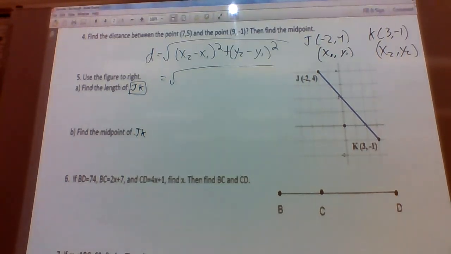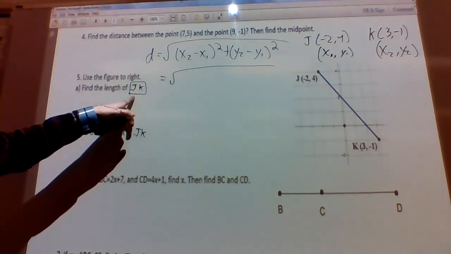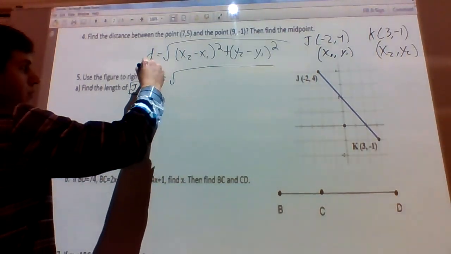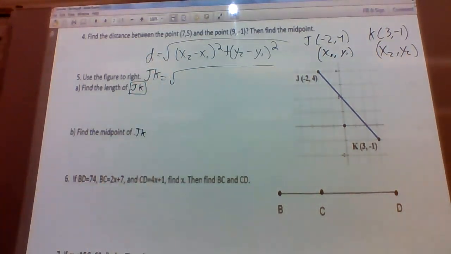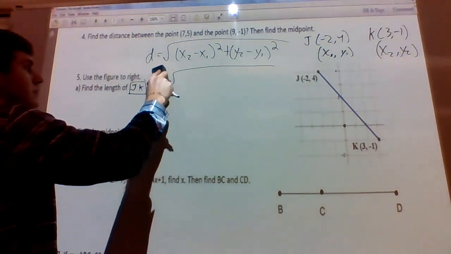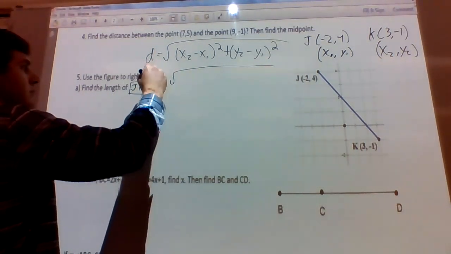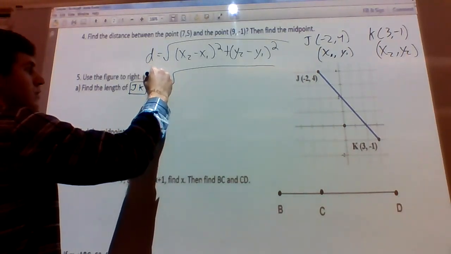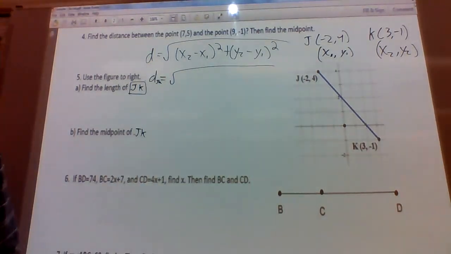That's not written on your review either. So it should be JK. So that means the distance between JK. So we can write JK here, or distance. It's fine either way. Let's not confuse you. Let's just put D in there. We're finding the distance between J and K. So DJK. Distance between J and K.